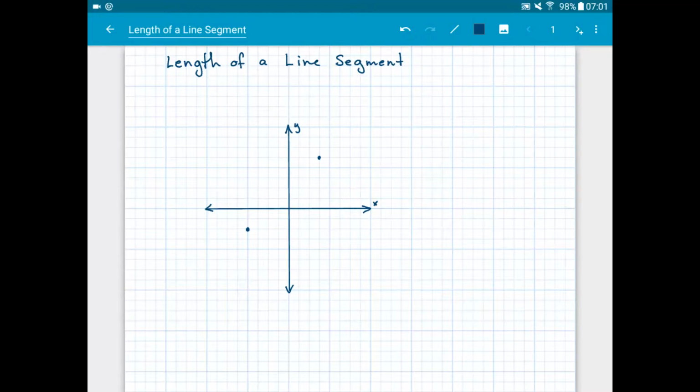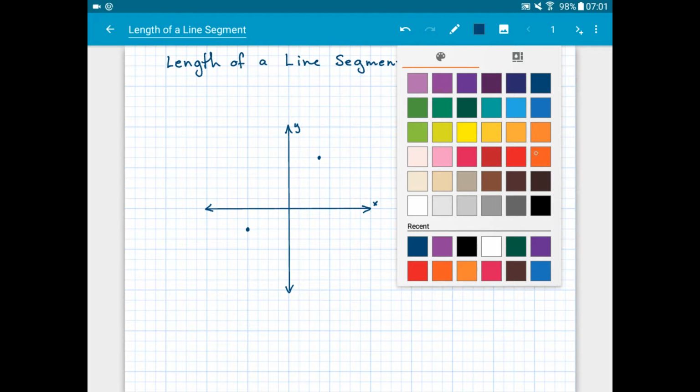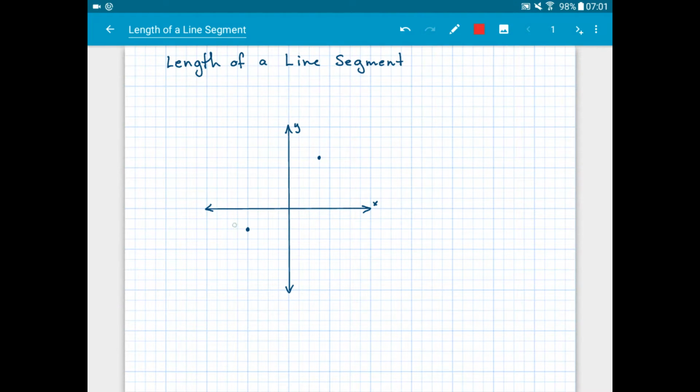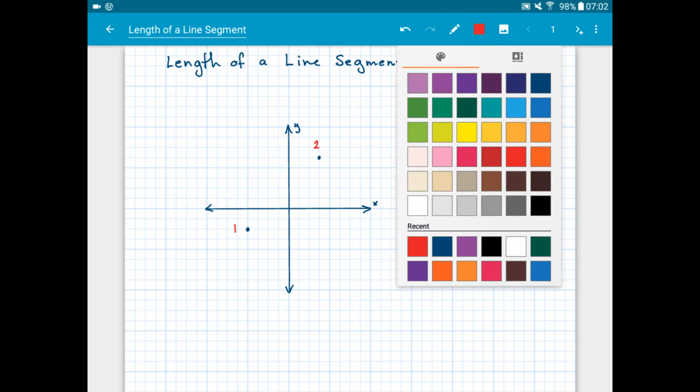Hello everyone. Today we're going to be talking about the length of a line segment. And in order to help us with our discussion, I've just drawn an XY grid here, and I've put 2 points. We're just going to label those points. Let's call this 1 and that one 2. Although it doesn't matter at all, you could switch them.